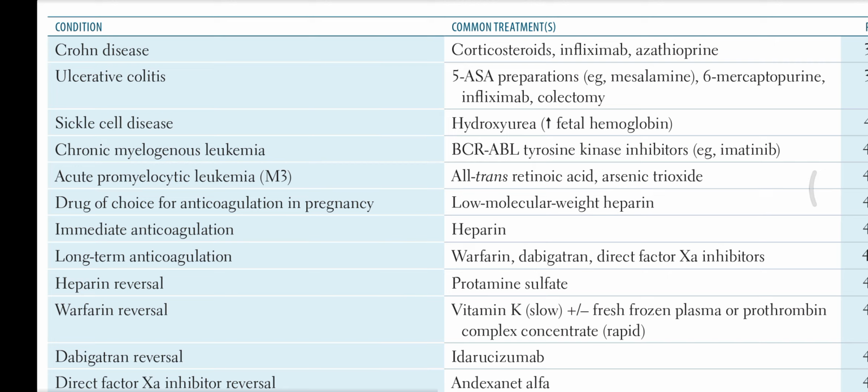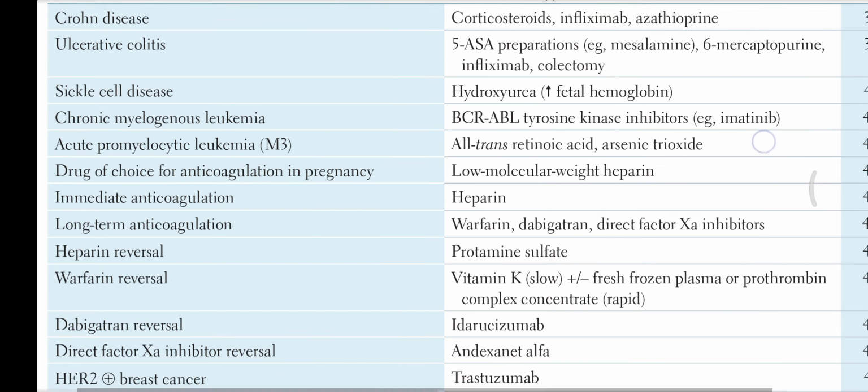Ulcerative colitis. For ulcerative colitis, the common treatments will be 5 ASA preparations, that is mesalamine, 6 mercaptopurine, infliximab, and colectomy. So the end treatment will be the colectomy. Initially we'll be starting from 5 ASA preparations. Infliximab is used in both Crohn's and ulcerative colitis, as I can see from here.